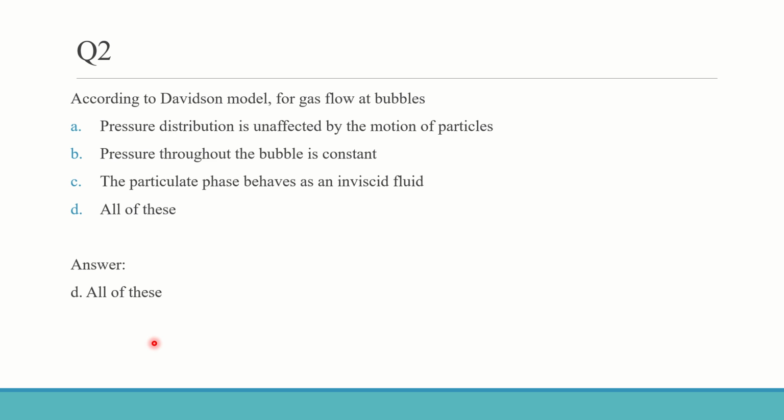Why? Because at the lower part of the bubble the pressure is lower than the surroundings, and at the upper part it is higher. So that is what is given in their postulates. According to that, the pressure distribution is constant throughout the bubble, so option B is right. Pressure distribution is unaffected by the motion of the particles, so option A is right. And in option C, the particle phase behaves as an inviscid fluid, and that one is right as well. So the answer is option D, all of these are right answers.